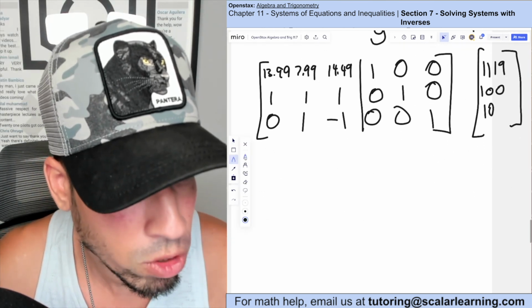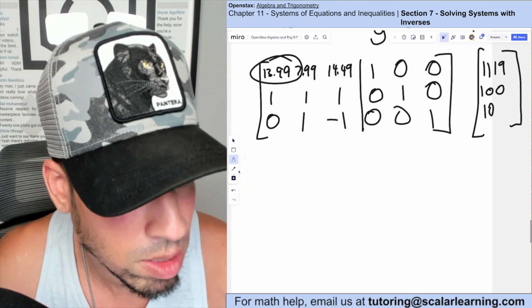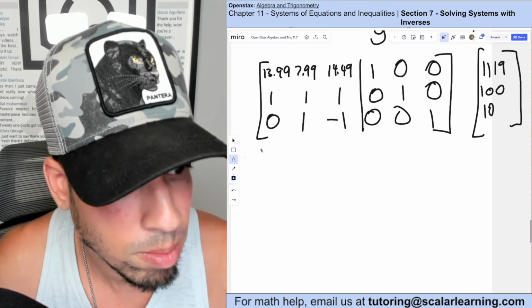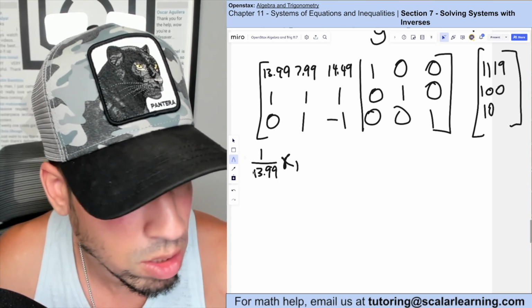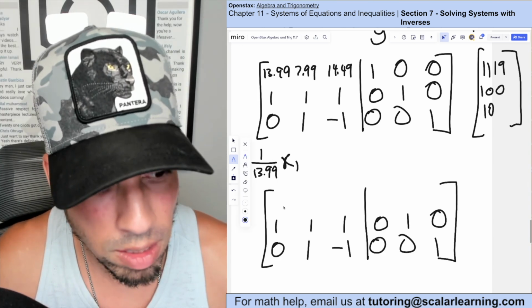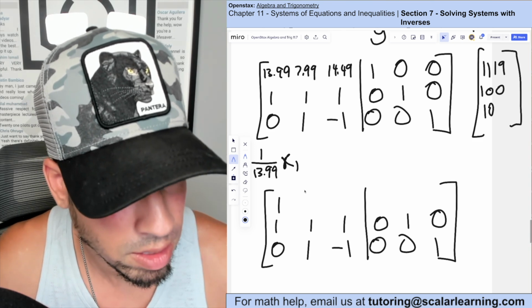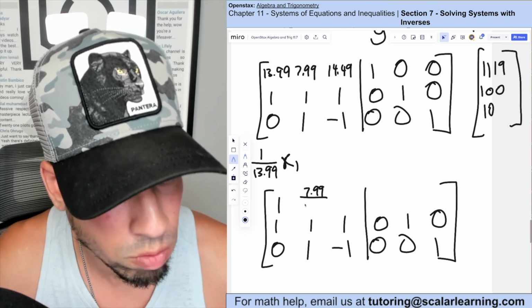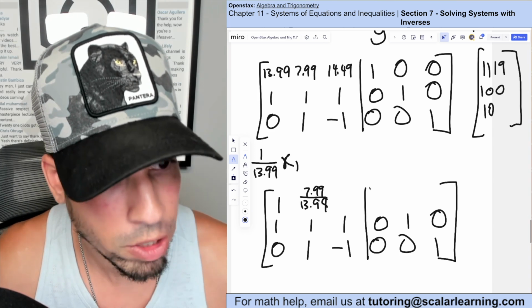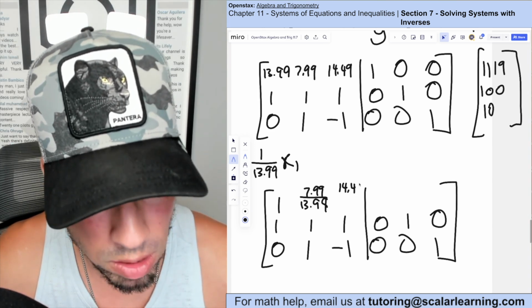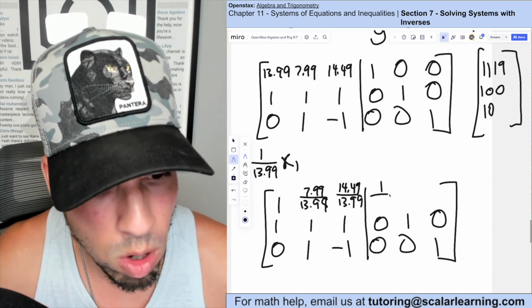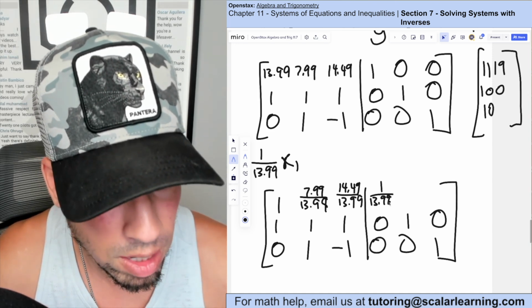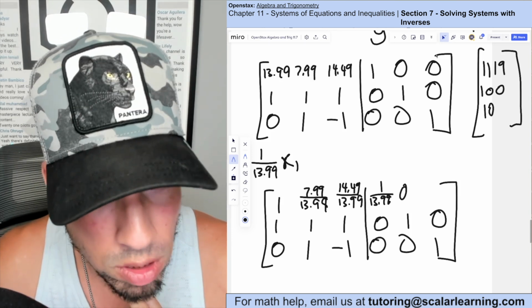Now, the first thing I usually like to do is flip this guy to a 1. So to do that, I'm going to do 1 over 13.99 times row 1. Let's write that out. So we got 1 over 13.99 times that is 1, times that is 7.99 over 13.99. Over here, it's going to be 14.49 over 13.99. Over here, it's going to be 1 over 13.99. And then times 0 is 0 times 0 is 0.